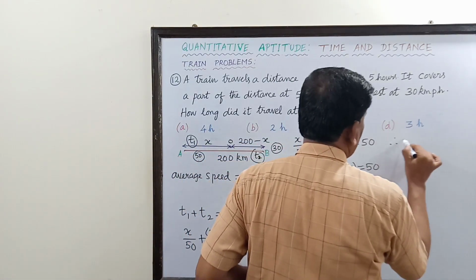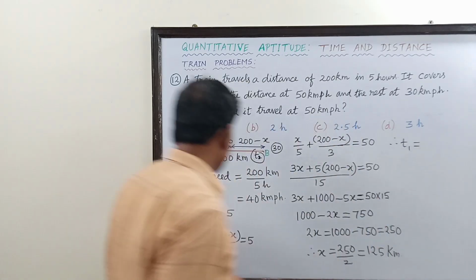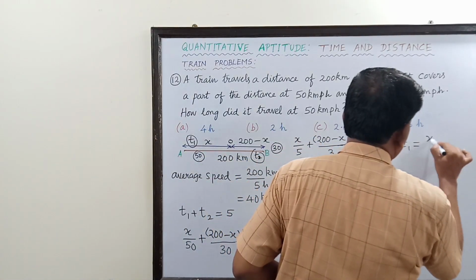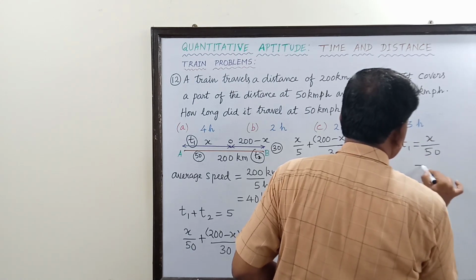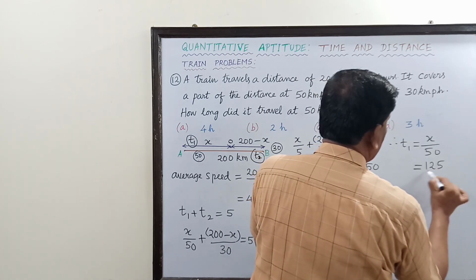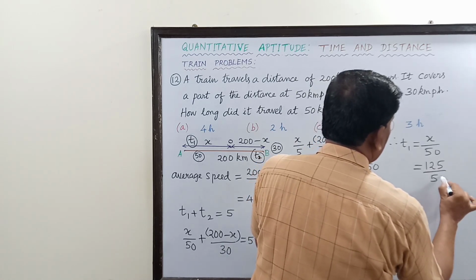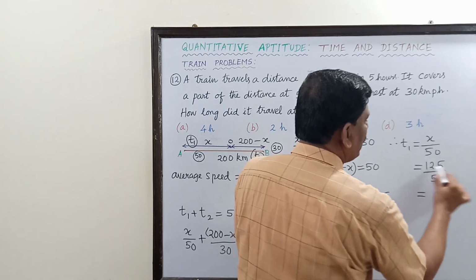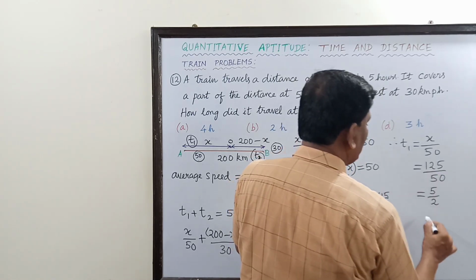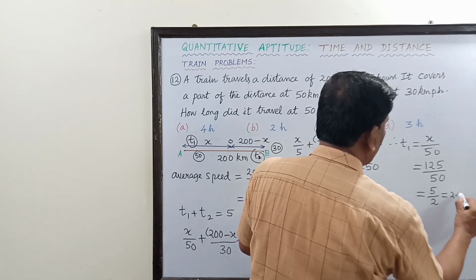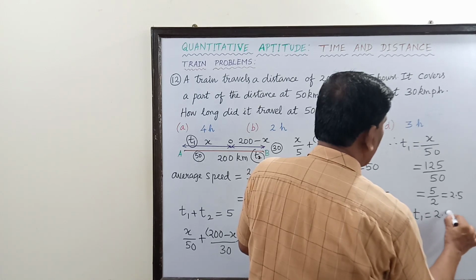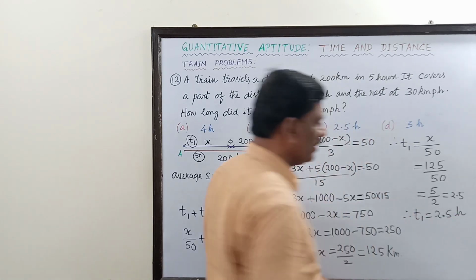So now T1 is equal to x divided by 50. So x divided by 50 is equal to 125 divided by 50. So 25 into 2 is 50, 25 into 5 is 125. So this is equal to 2.5. Therefore T1, the time, is equal to 2.5 hours. This is the answer.